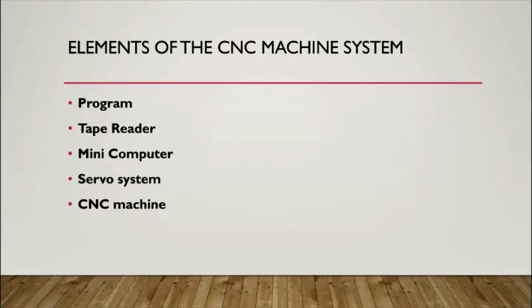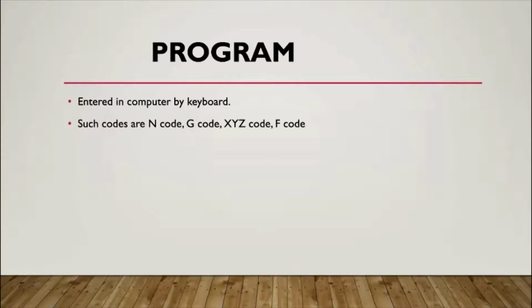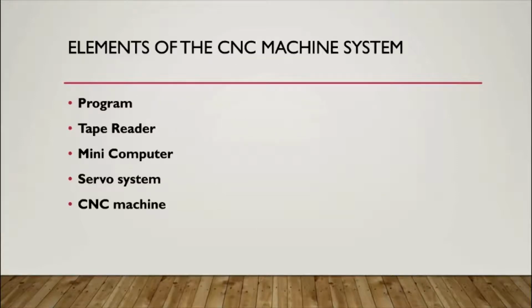Elements of the CNC machine. What are the elements of the CNC machine system? This is very useful to understand the working of the CNC machine. The first is program, second is tape reader, third is mini computer, fourth servo system, fifth CNC machine.